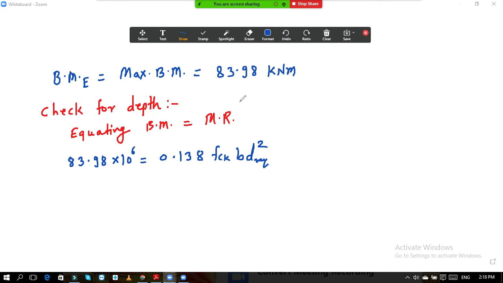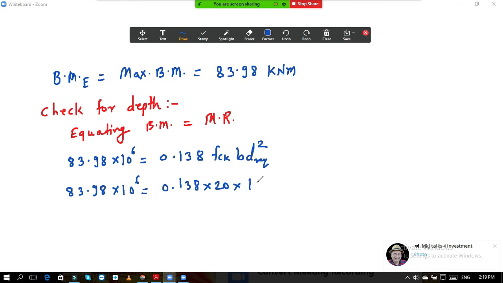Okay. So please put the values over here. 83.98 into 10 raised to 6, which is equal to 0.138 into FCK is 20 into B is 1000 into D required square. Okay. So solve this. You will get the value of D required.